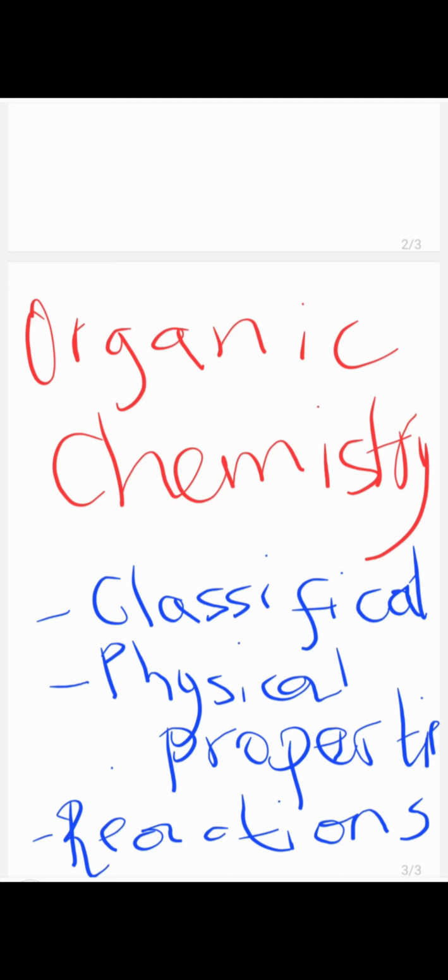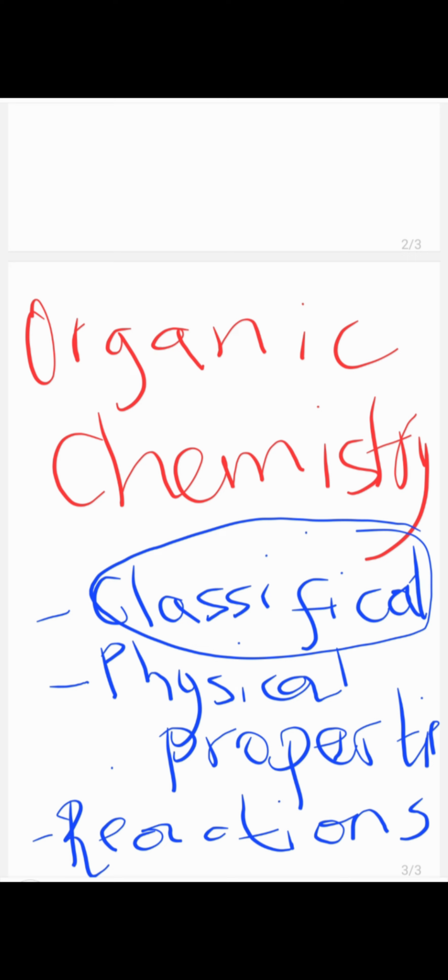So please know that chemistry is about classification of organic compounds. You must have the ability to classify organic compounds. We must learn their physical properties. We must learn their reactions. So in this specific video, we are going to focus specifically on the classification of organic compounds.